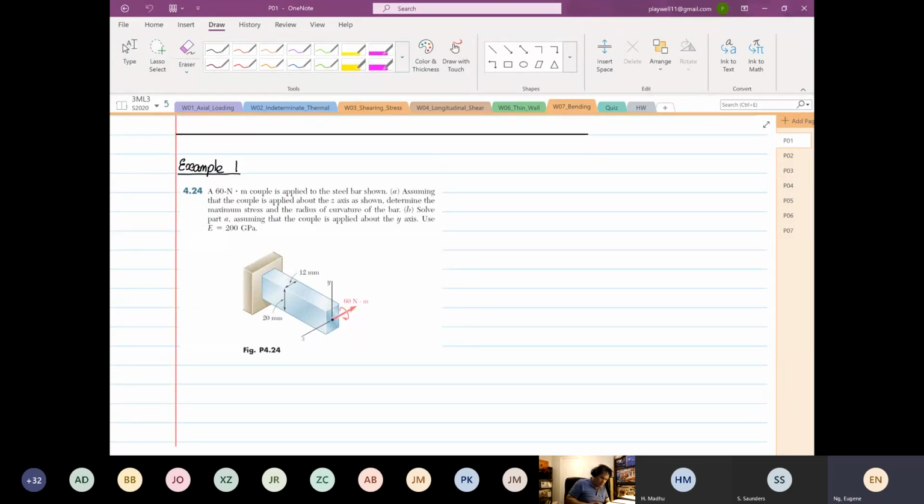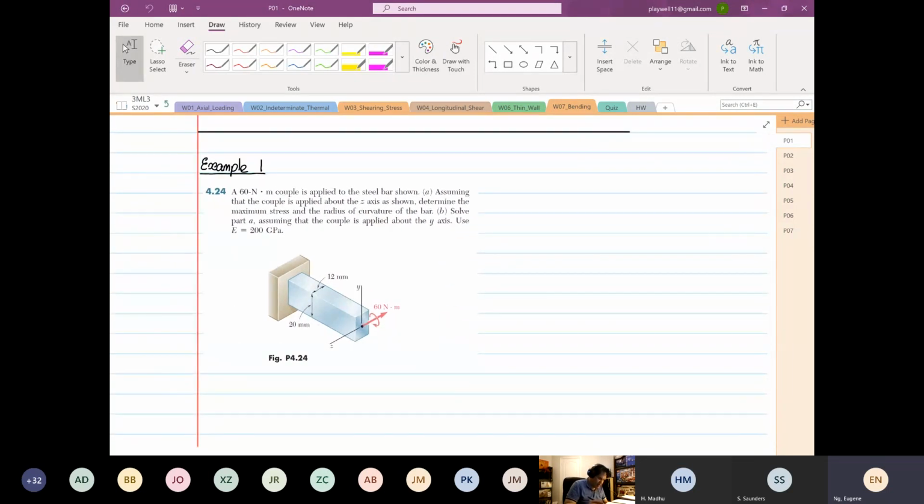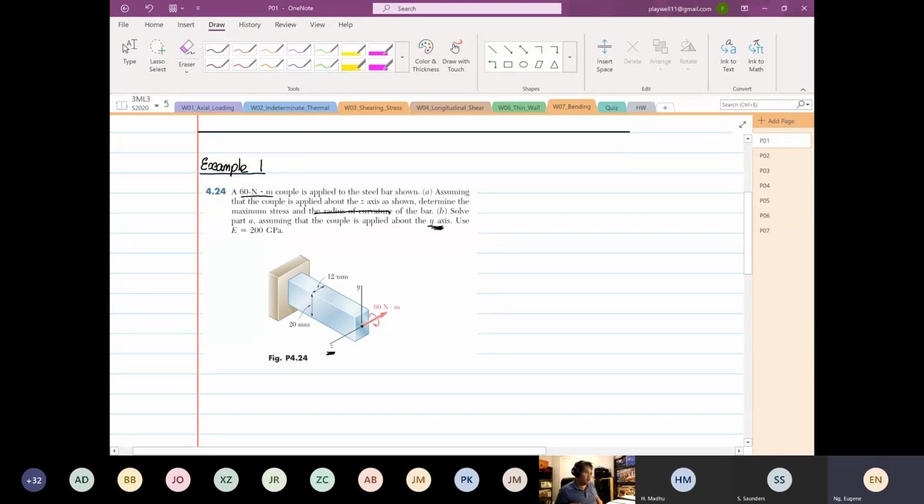So example number 1 is you have a 60 Newton meter couple, okay, or moment. You have a second moment applied to a steel bar, assuming that the couple is applied about the z-axis. So this is your z-axis over here. Determine the shearing stress. Okay, let's ignore the radius of curvature for now. Right? So we have to determine the maximum stresses.